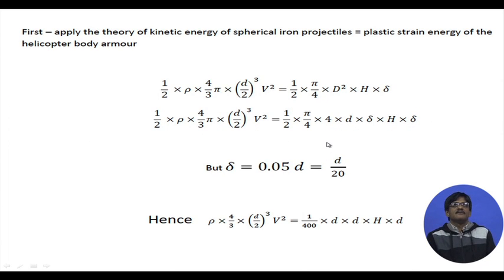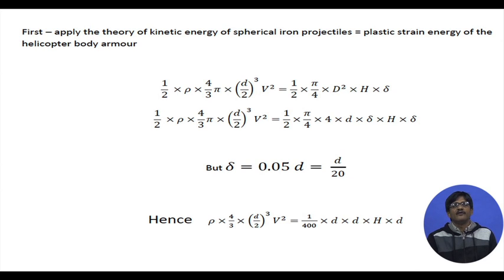First, apply the theory of kinetic energy of spherical iron projectiles equal to plastic strain energy of the helicopter body armor. Remember, the helicopter is covered by TiB2 plates which have some 3200 kgf per millimeter square or something like that. So, we will come back to those values later on, but first of all, let us see what has been tried out here.